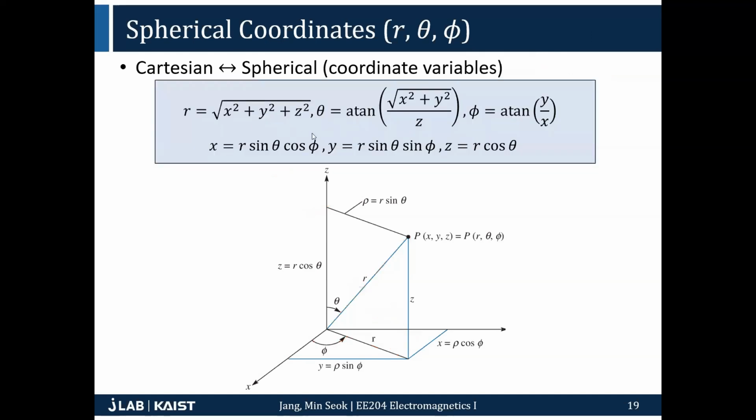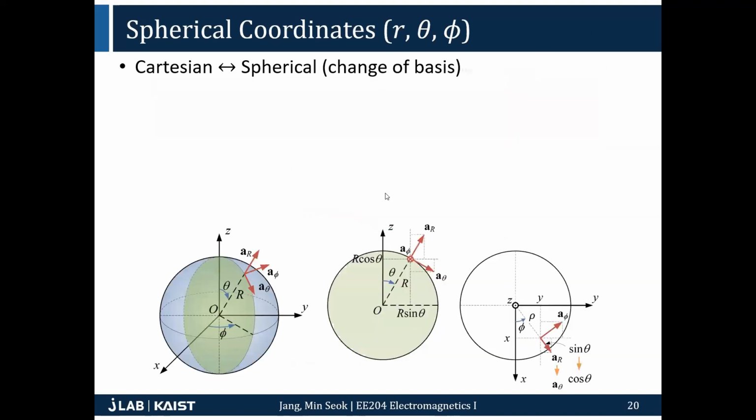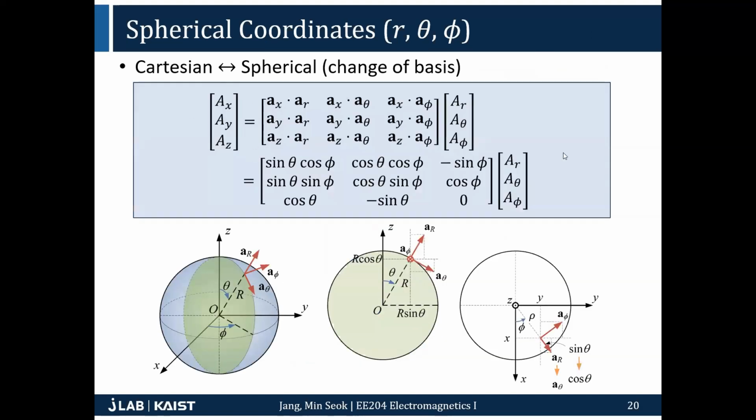So r, theta, phi to x, y, z, and then change of basis, the same. Like you have r, theta, phi to x, y, z, or the other way around. All you need to do is to figure out what's the angle between the two, and if the angle calculation is difficult, then you need to check this geometrical layout, and then figure out what these components are. Okay, so you can do that.